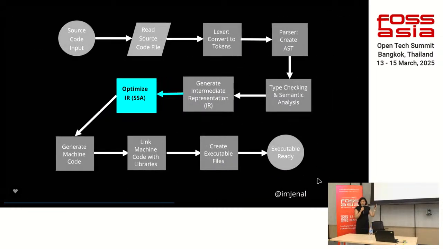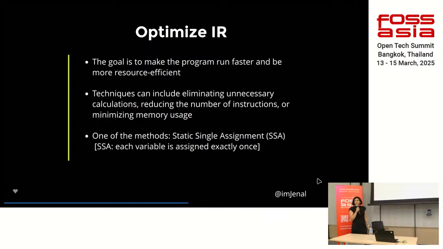As I was saying about optimization, intermediate representation is the phase which helps the compiler optimize the code base. There are a lot of techniques through which we can optimize the code. One of the methods is SSA, static single assignment, where each variable is assigned just once. This ensures that your code is more optimized and a lot of dependencies are avoided.